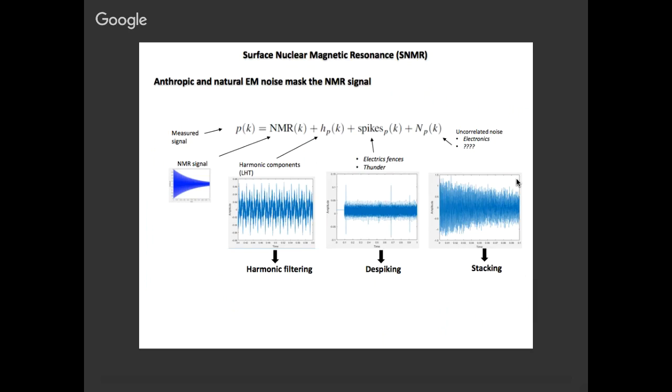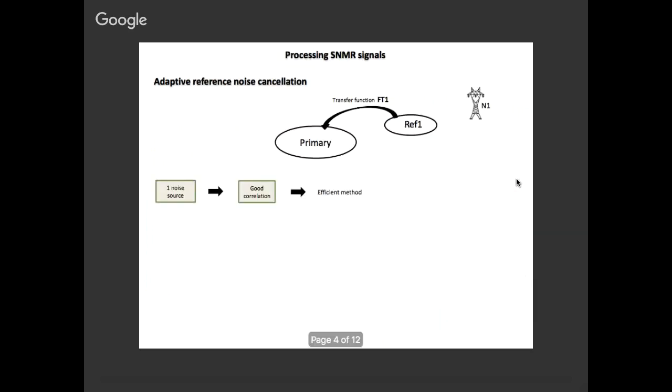And you also have more global techniques that try to take into account all the noise that you get. One of them is called adaptive reference noise cancellation. The idea is to put a reference loop between your noise source and your primary loop. And so you will be able, during your measurements, to calculate the transfer function between the two and to subtract an estimate of the noise that is in the primary loop. So this is a very efficient method as long as you have one noise source.